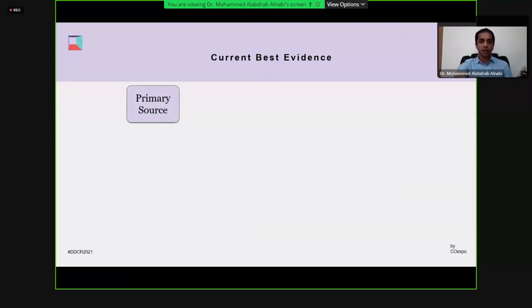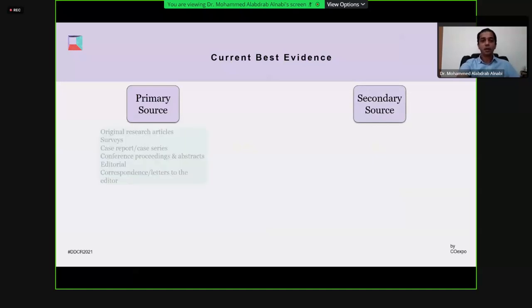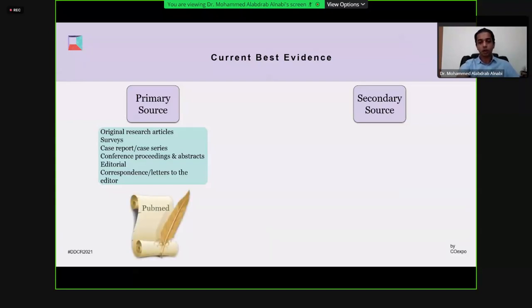Now, when you're trying to find a study, you're basically looking for the current best evidence. Current meaning the most up-to-date, the latest, and the best. So you're not looking for the worst evidence, obviously. And to look for current best evidence, you could either look for a primary source or a secondary source. A primary source is something like an original article, a survey, a case series, case report, a conference proceeding, or an abstract. This is usually searchable through a PubMed search engine.